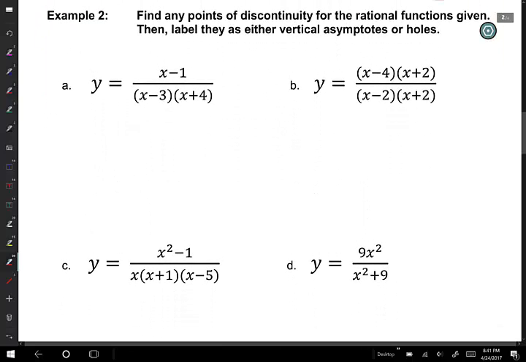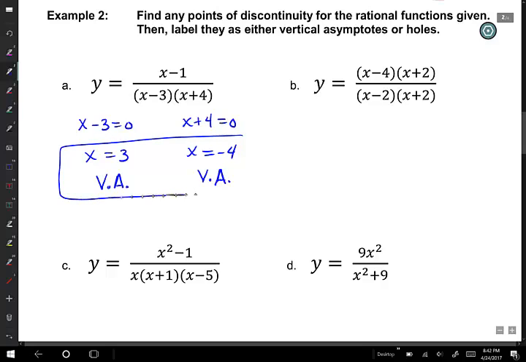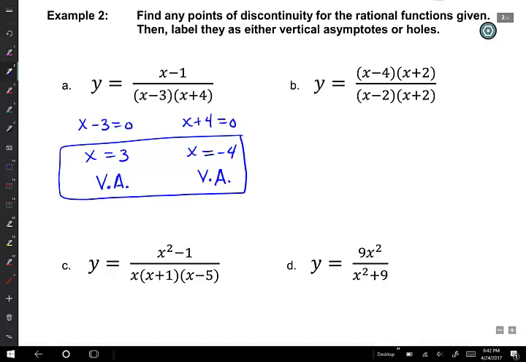So let's look at a couple of these examples below. Example 2. Here we have it already factored, and so it's very simple to see. Nothing cancels on this problem, A. So you have a denominator of x minus 3 equals 0, and another denominator being x plus 4 equals 0. So you have x equals 3 and x equals negative 4. Both of these are going to be vertical asymptotes, okay? Because both of these are places where the denominator is zero and does not cancel. We don't have any holes because nothing canceled.